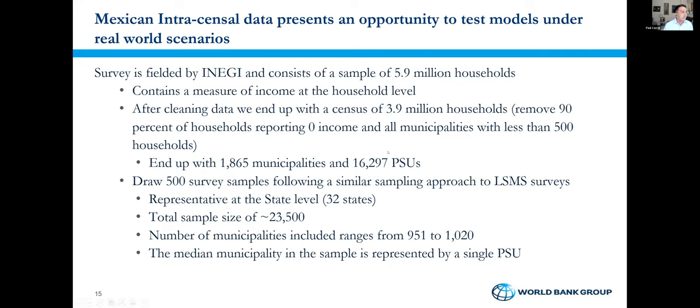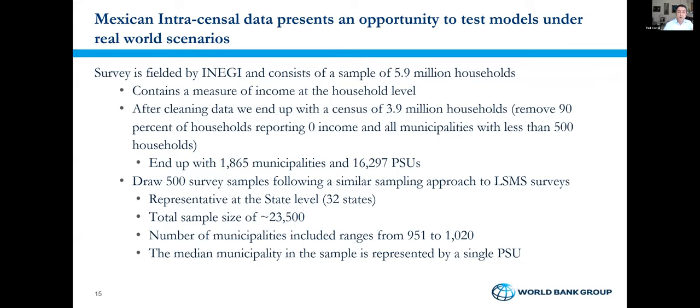Here I describe a little bit how we created the Mexican Intracensal Survey, which is a large data set carried out by INEGI, which is representative at the municipal level. It has a sample of roughly 5.9 million households. One of the most important aspects of the survey, though, is that it has an income measure which we exploit for this. After cleaning the data, we end up with a census of roughly 3.9 million households split over 1,865 municipalities and 16,297 PSUs.